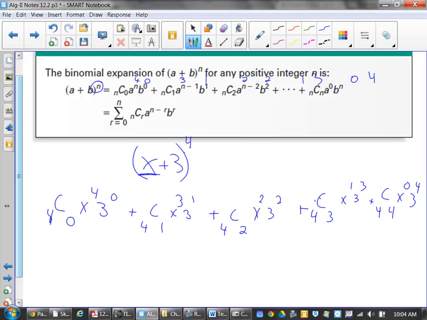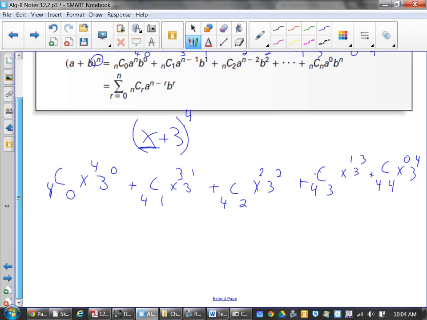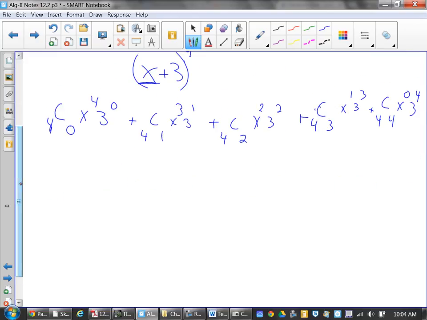So what's 4 choose 0? 1. You get 1, so it'd be 1x to the 4th. So I'm just going to get rid of the 1. What's 4 choose 1? 4. Yeah. So it'd be 4x cubed times 3, 12. I'm just going to write out each part first, then I'll combine terms in a second.